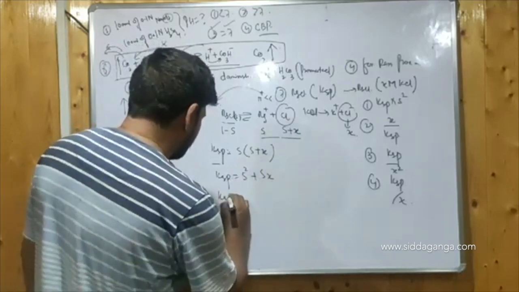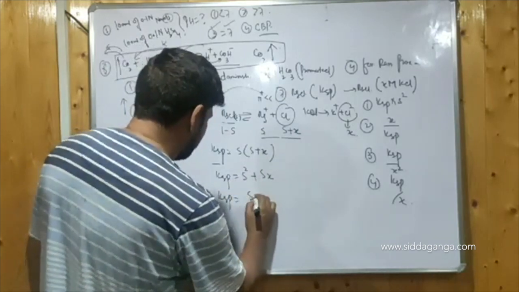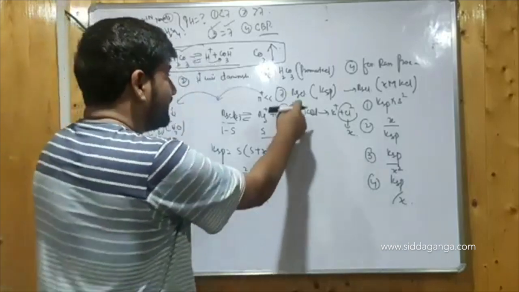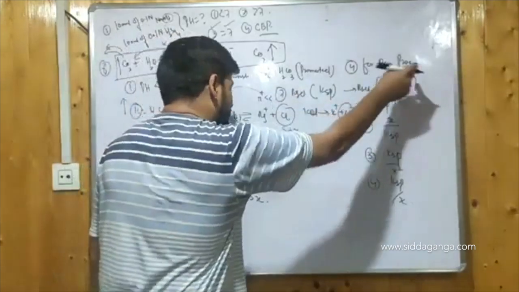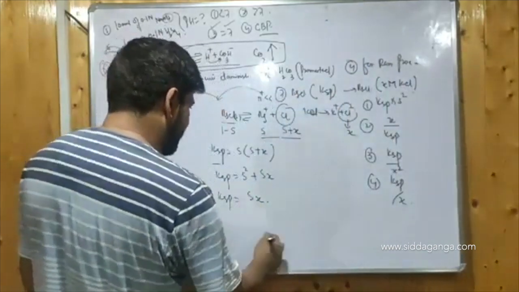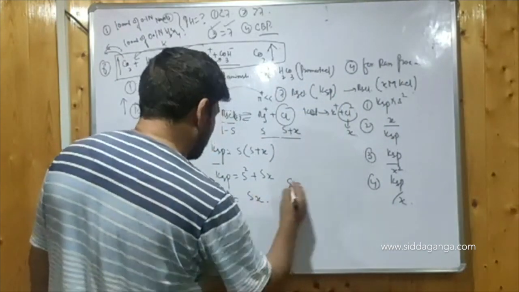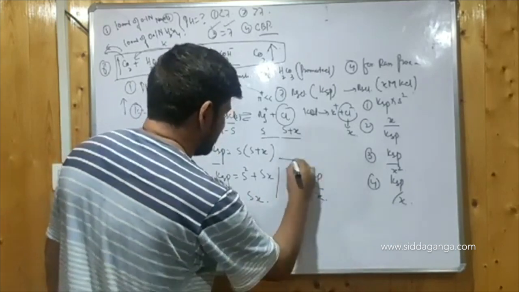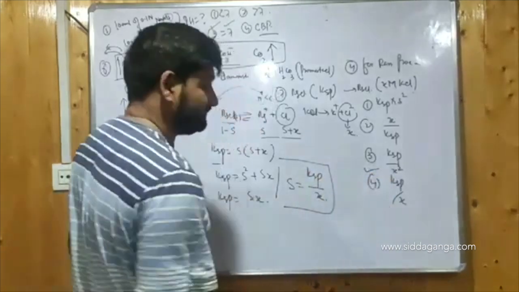What can we write down? Ksp will be equal to Sx. So what will be the solubility of AgCl in X molar KCl equal to? What is that solubility equal to? S. So what will S be equal to? It will be equal to Ksp divided by X. So the correct option will be the fourth option.